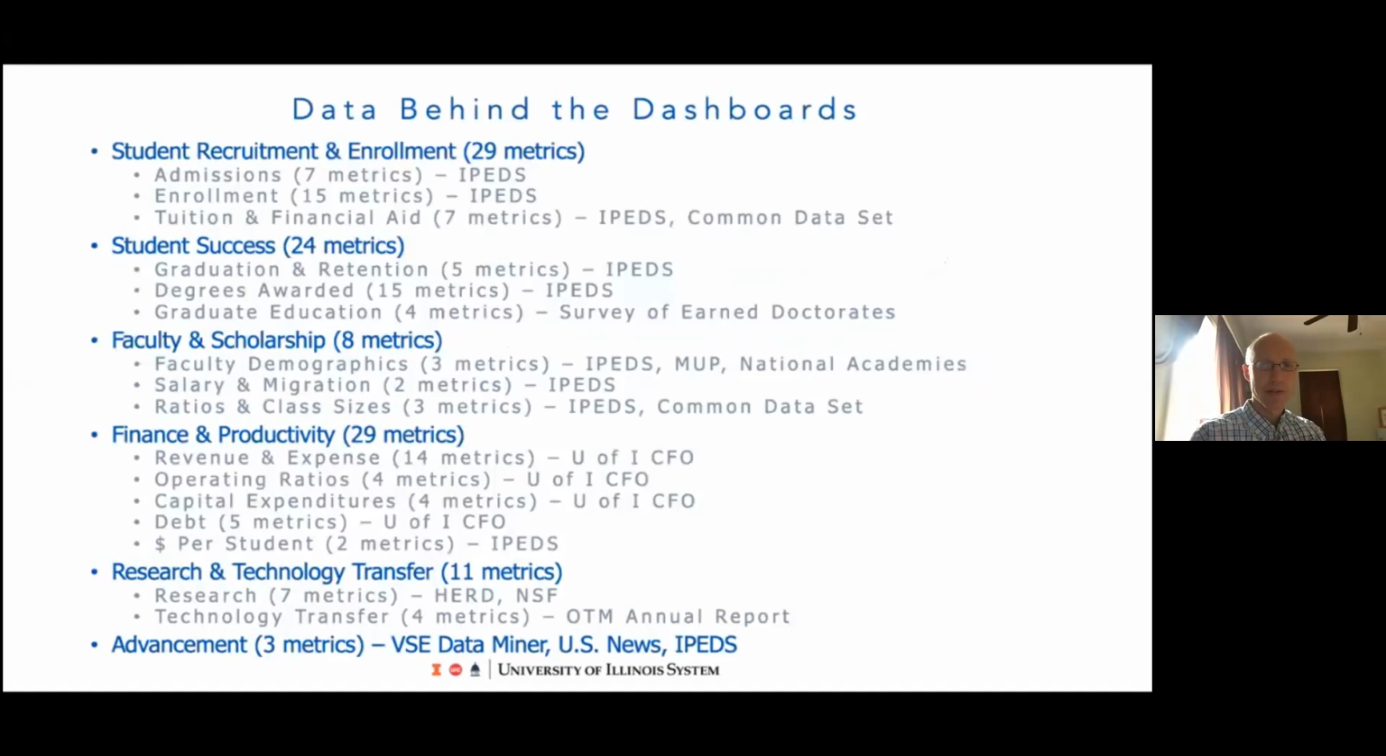So again, what's going on behind the scenes here? There's a ton of data. I don't want you to panic or try to read all of this. This is just to give you a rough idea of how many metrics we're looking at. It's over 100 metrics. You can see it broken down by the different areas and dashboards. And the thing I really want to point out is you'll keep seeing IPEDS: admissions IPEDS data, enrollment is from IPEDS, tuition and financial aid, graduation retention, degrees awarded, et cetera, et cetera. So obviously IPEDS is a big part of this.